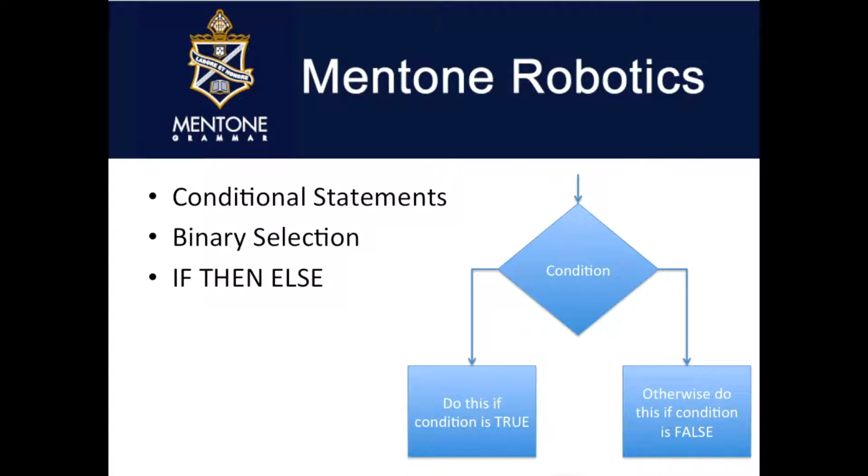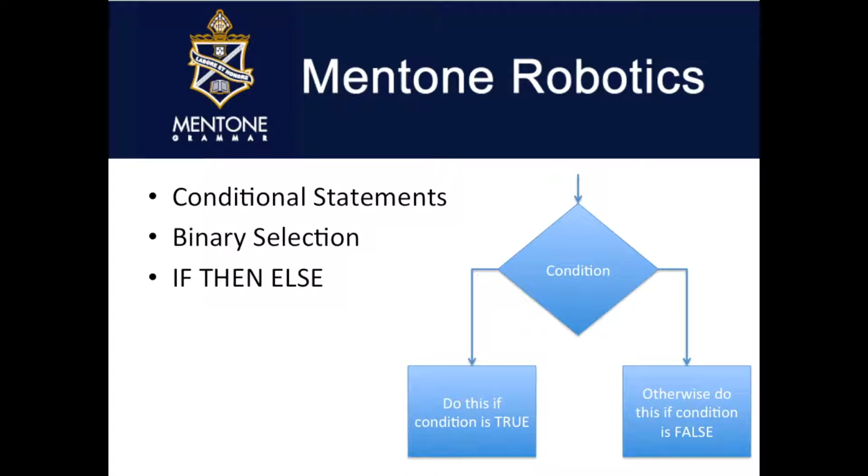You've got the flow coming in at the top, you've got a condition that happens, and if the condition is true, then you do what is on the left hand side in this diagram, and otherwise you do what is false on the other side of the flowchart.